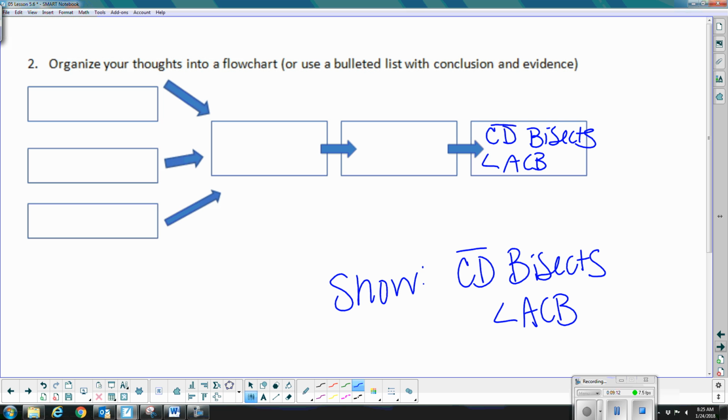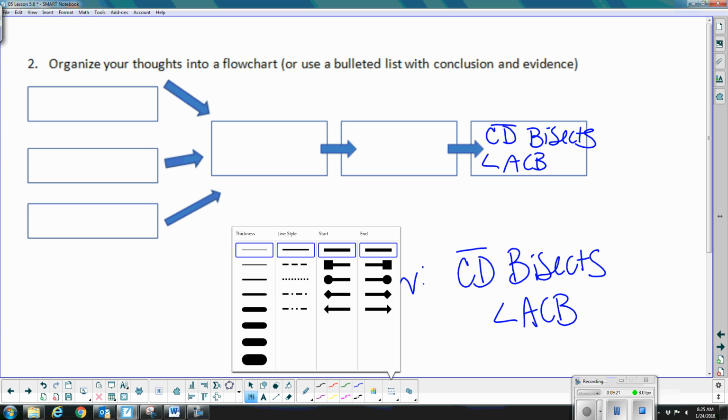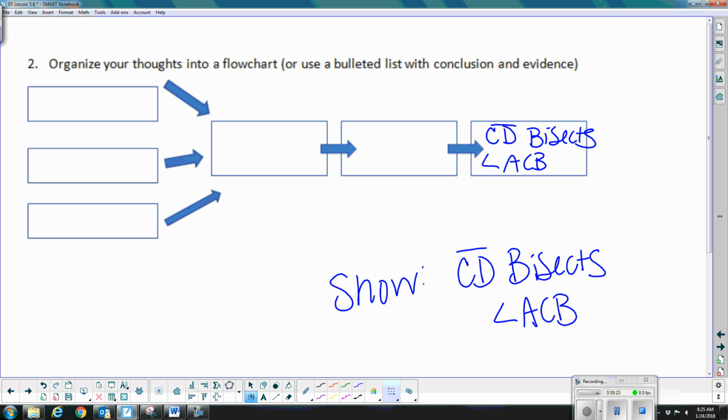So using your table that you created, fill out this flowchart. Remember, you have to state the given, and you have to end with your conclusion. Okay, so our conclusion is that CD bisects angle ACB, but how do we actually get there? Well, we've got a couple of givens. AC is congruent to BC. And AD is congruent to BD. Given.